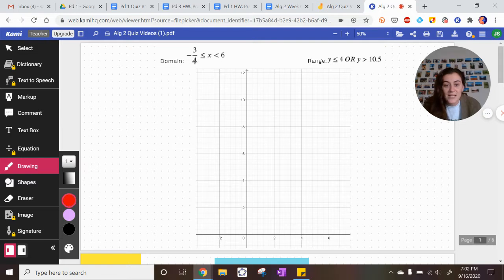So our domain is -3/4 is the lowest it can possibly be. And we've got a less than or equal sign. So -3/4 is in our domain. So the way I'm going to deal with that, if you notice I am scaling it by 2 here. So halfway is 1. So let's go right here for 3/4. So 3/4 is right here.